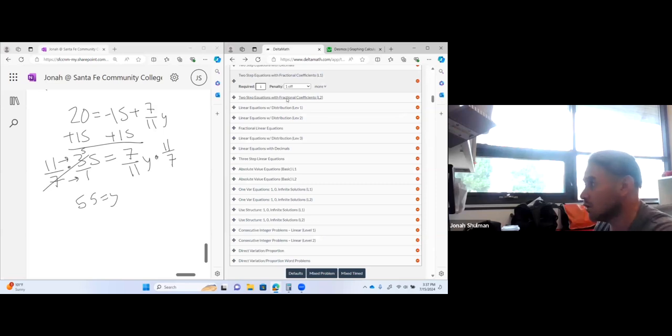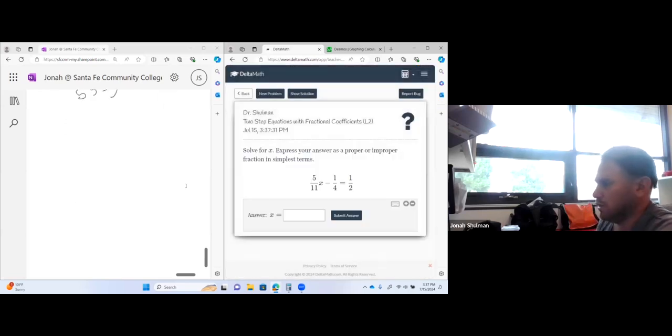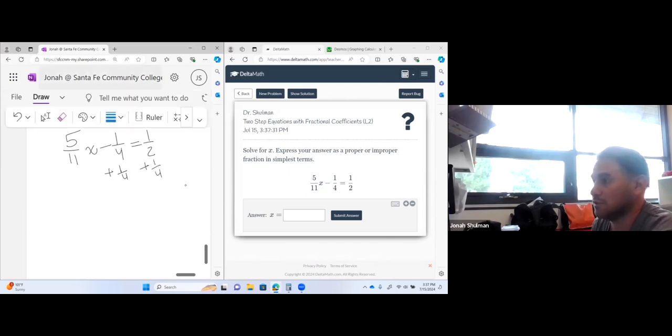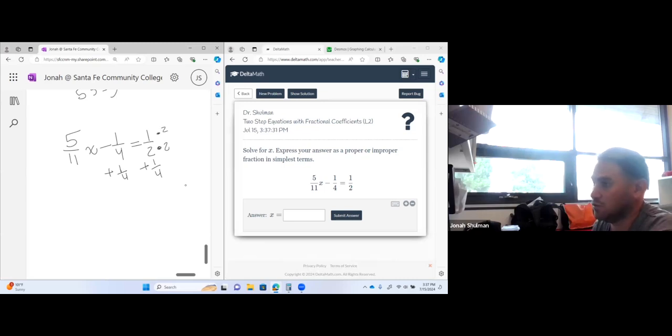All right, so let's do an even harder one. So now we have 5/11 x minus 1/4 equals 1/2. All right, so the first step I have to do is add 1/4 to both sides. But I can't add these because they don't have the same bottom, the same denominator. The first thing I have to do is multiply top and bottom of this by 2. So this is going to be equal to 2/4. And what is 2/4 plus 1/4 is 3/4. Keep the denominator at the numerator.